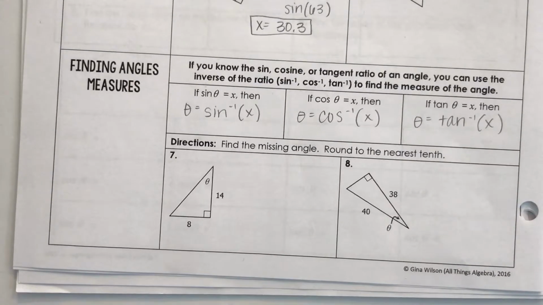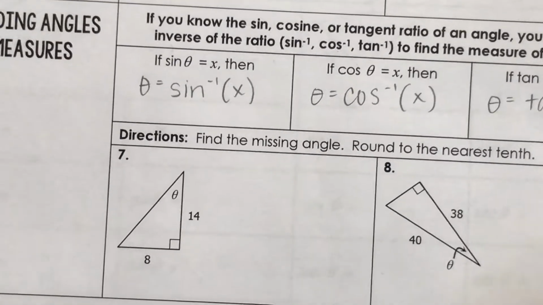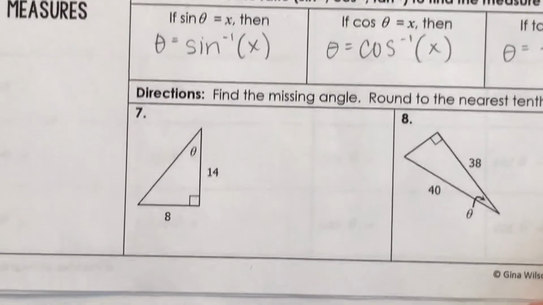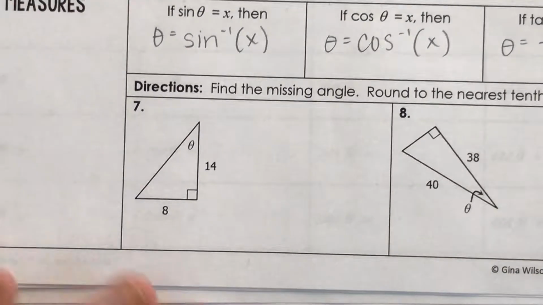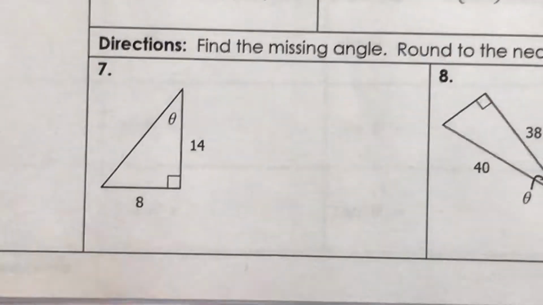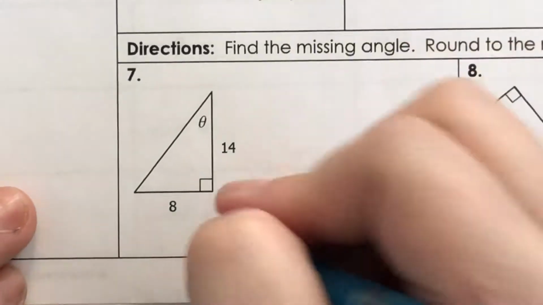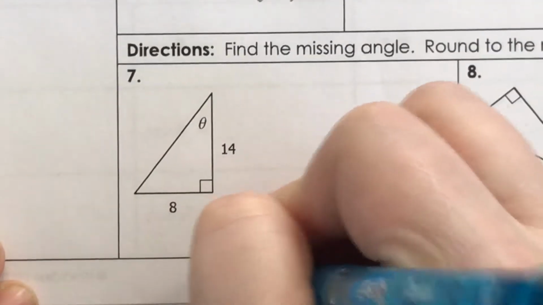Let's do some examples. Let's do number 7. Okay, and I think there's a couple more on the other side. Yeah, we'll do 2 examples together. Okay, so number 7, they give us theta. We want to find theta. Okay, they also give us 2 sides. I'll write SOHCAHTOA down here. That way we don't have to move back and forth.